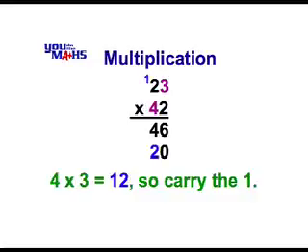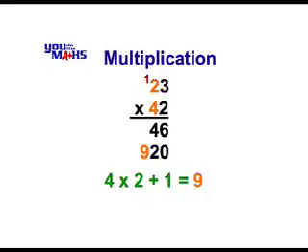Now 4 by 3 is 12. That's more than a single digit. So we write down the last digit, which is 2, and we have to carry the 1. We then continue our multiplication. 4 multiplied by, in this case, 2 is going to give us 8, but we have to add the 1 because that's been carried over from the previous problem. So we get a result of 9.